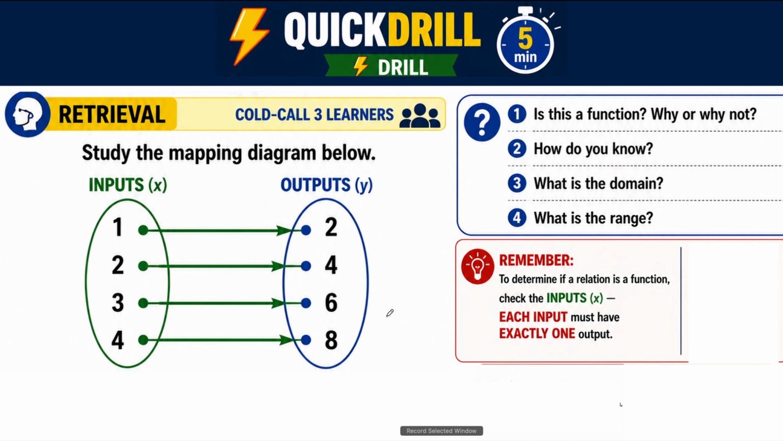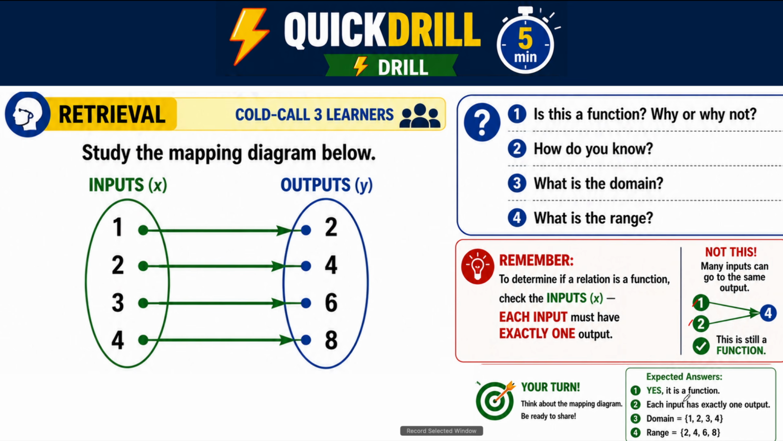I want you to remember that to determine if a relation is a function, you have to check the inputs, or the x, and each input must have exactly one output. Understood? By the way, a diagram where 1 and 2 both go to the same output is a function. Why? Because each input has exactly one output. So two different inputs that have one output is considered a function as well.